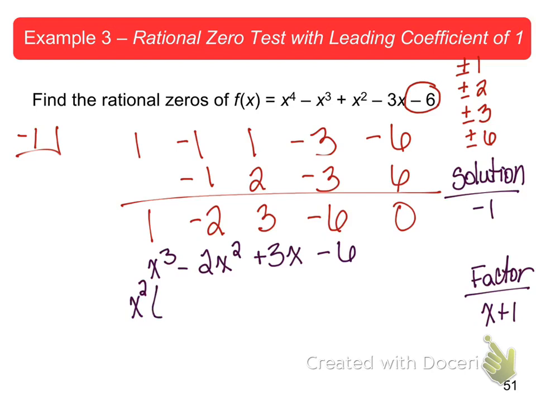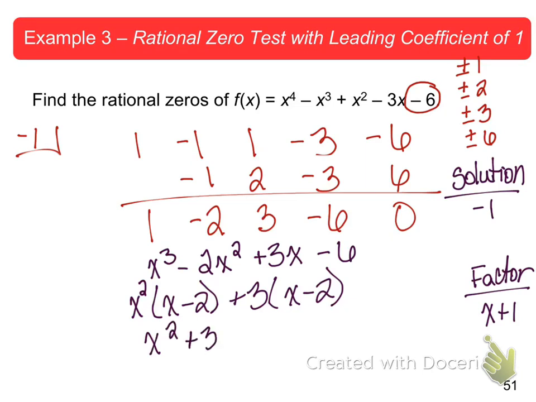So I've got x squared times x minus 2, then plus 3 times x minus 2. So I have x squared plus 3 and x minus 2. That x minus 2, I set equal to 0, and what am I going to get as a solution? 2. If 2 is a solution, x minus 2 is a factor. Negative 1 and 2 are my only rational answers.